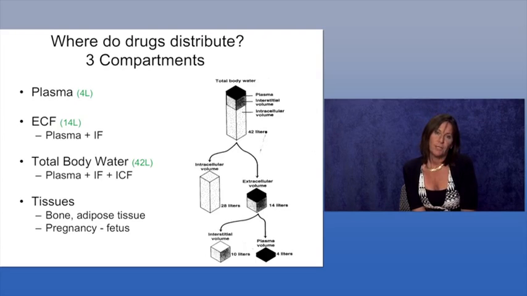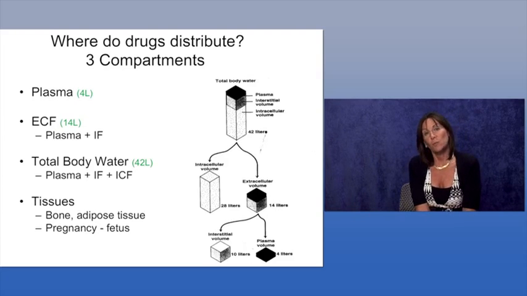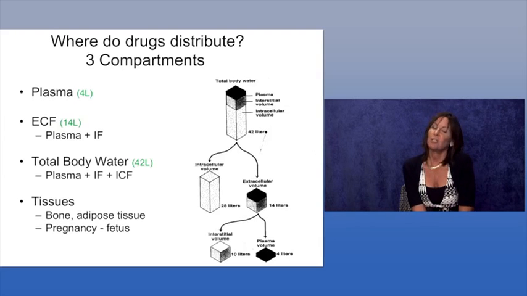Total body water is the combined volume of plasma, 4 liters, interstitial fluid, and intracellular fluid volume. And the total body water is estimated to be somewhere around 42 liters. And then we have the opportunity for some drugs to be sequestered in different tissues. For example, you can chelate certain drugs in bone. Adipose tissue becomes a common uptake site for some drugs. In pregnant women, the fetus, if the drug has the ability to cross through the placenta into the fetal circulation, the fetus becomes an additional site for distribution of medication that might be taken during pregnancy.